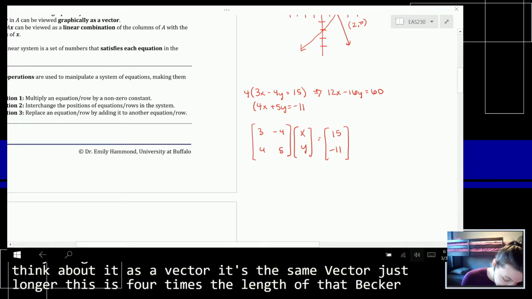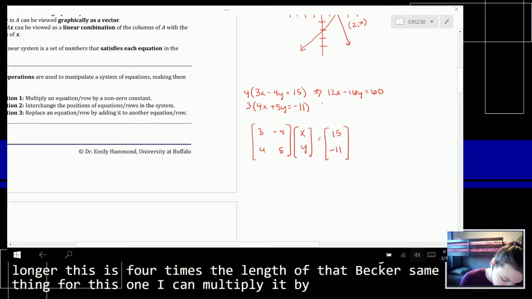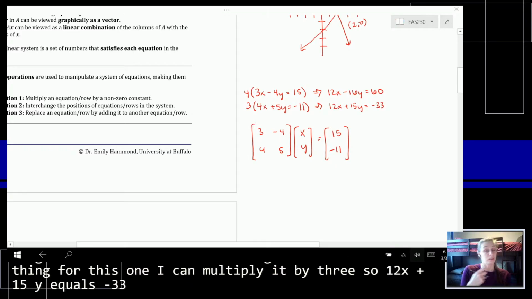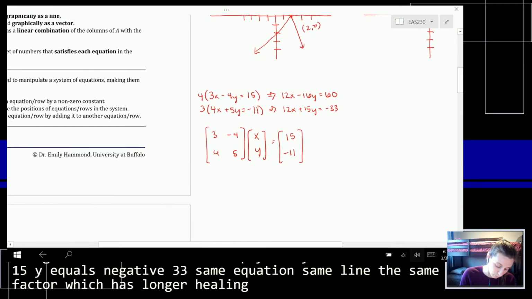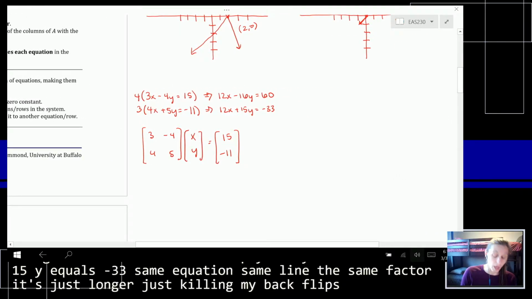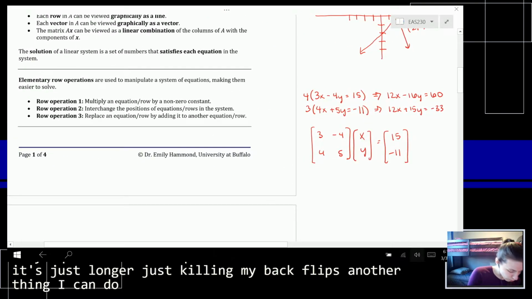Same thing for this one. I can multiply it by 3. So 12x plus 15y equals negative 33. Same equation, it's the same line, it's the same vector, it's just longer. I'm just scaling my vectors. Another thing I can do, so that's my first row operation.